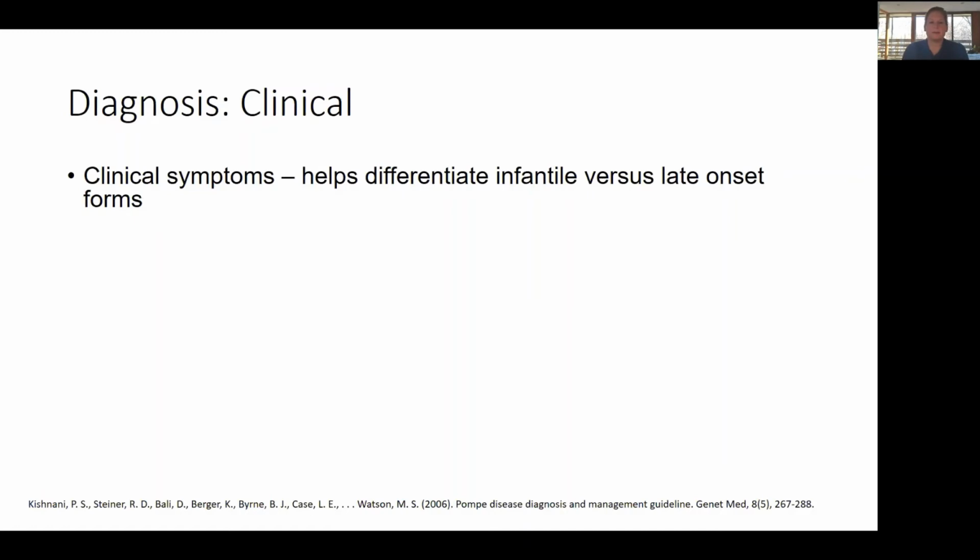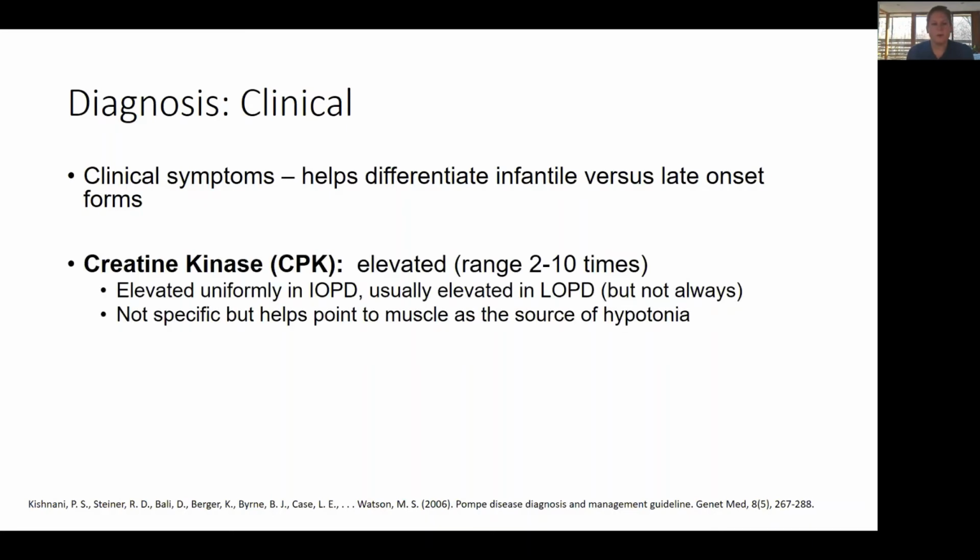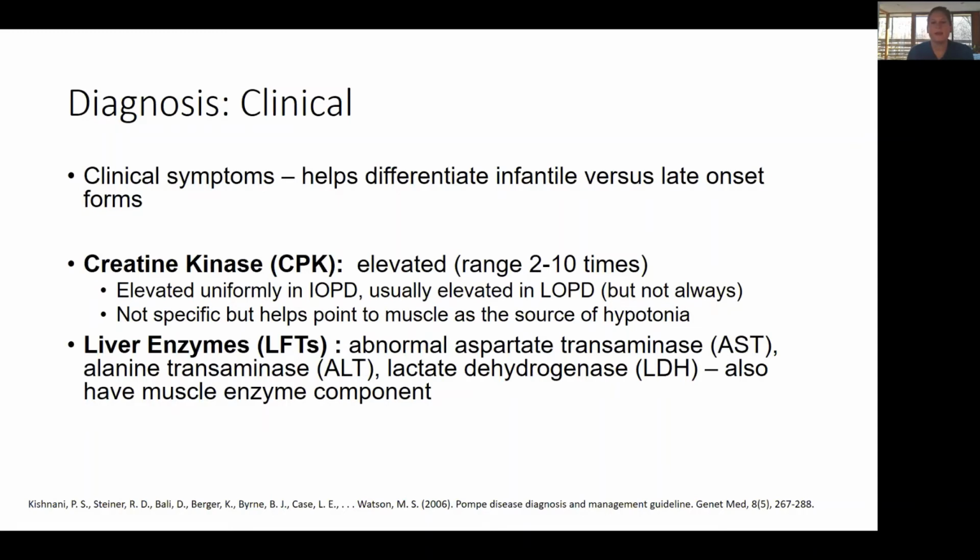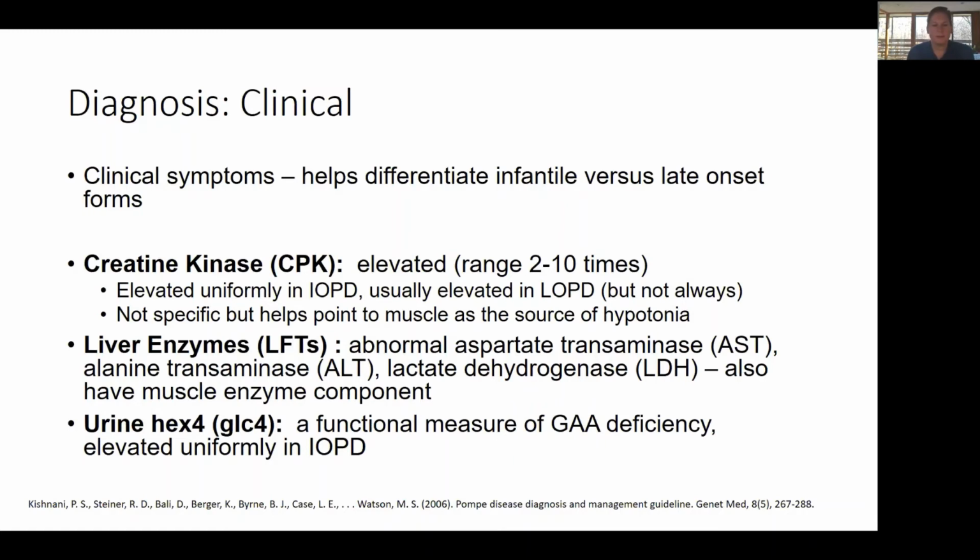So I think the last piece then involves what are the clinical characteristics and how do we use different clinical tests to give us more information about people with Pompe disease. The clinical symptoms help differentiate infantile versus late onset forms. One blood test that we use is the creatine kinase. It's usually elevated, not uniformly in infantile, usually in late onset, but not always. It's not specific, but does help point to muscle as a source of hypotonia, especially in children that are being diagnosed clinically. Liver enzymes can be abnormal, but it's important to realize that these liver enzymes also have a muscle component. So if a patient has abnormal liver enzymes, it may be that the muscle damage is contributing to these. And then a more specific measure for Pompe disease, urine Hex4 or Glc4, is a functional measure of GAA deficiency, and it's elevated uniformly in infantile onset Pompe disease.